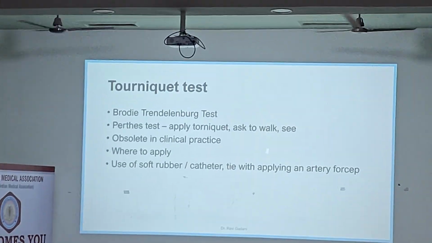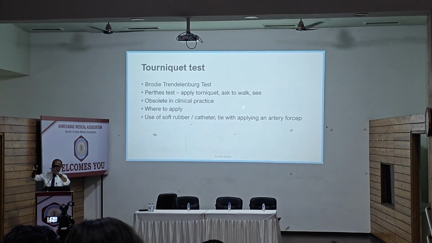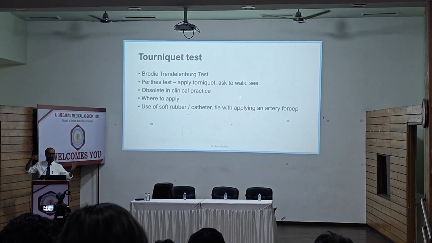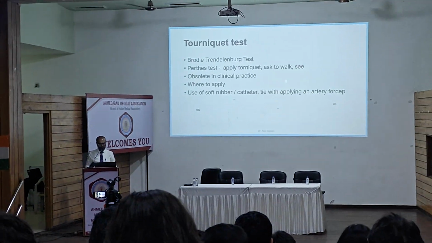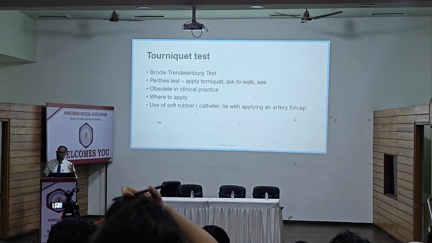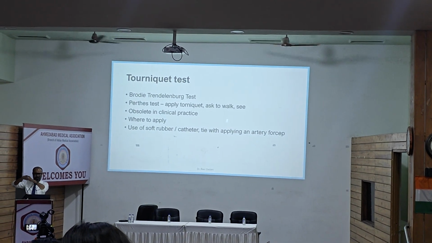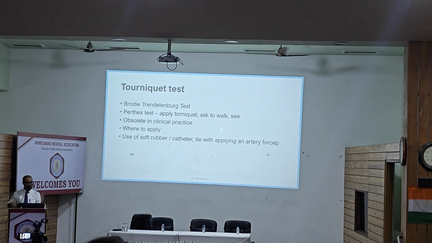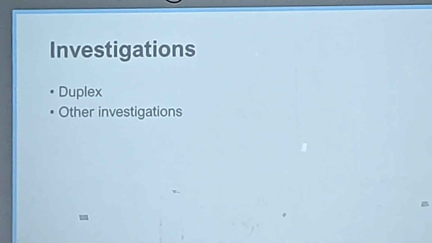Brodie-Trendelenburg test: you ask the patient to lie down and empty all the veins by palpating, and once you do that, you apply a tourniquet, one in the thigh and three in the leg, right above the ankle, one in mid leg and the upper leg. How do you apply it if at all you are asked? Take a catheter, apply it, and then maybe you can occlude with an artery forceps. Fine. Again, duplex and other relevant investigation for thrombotic state.